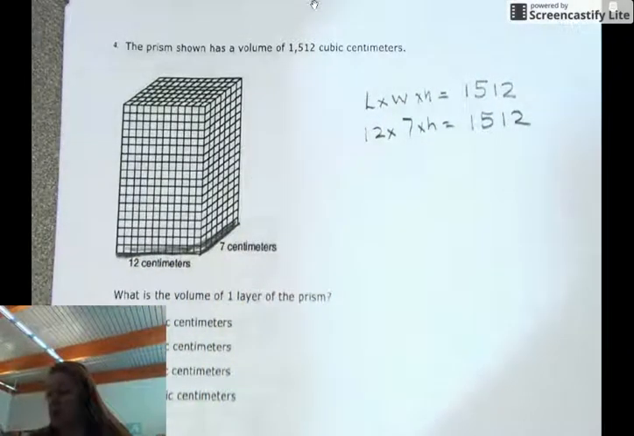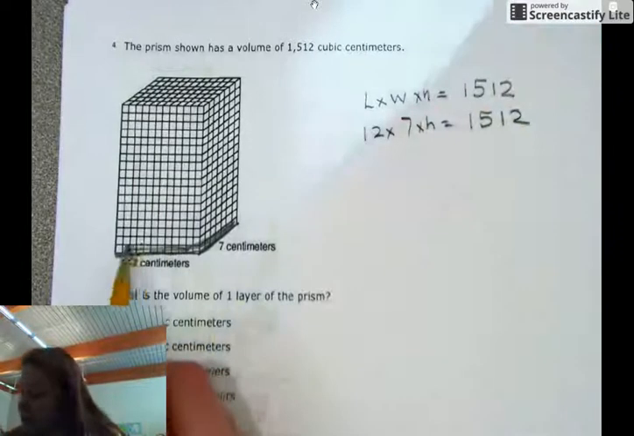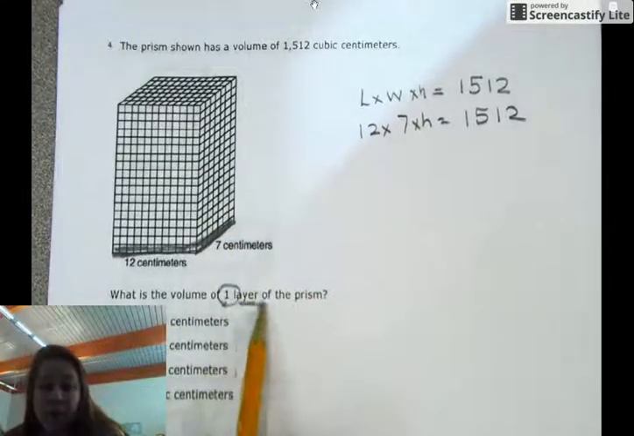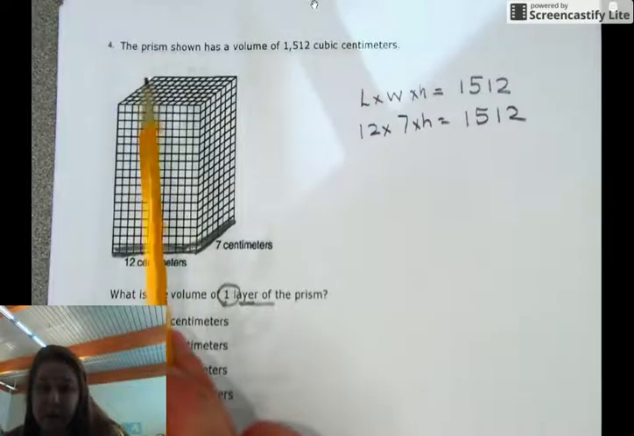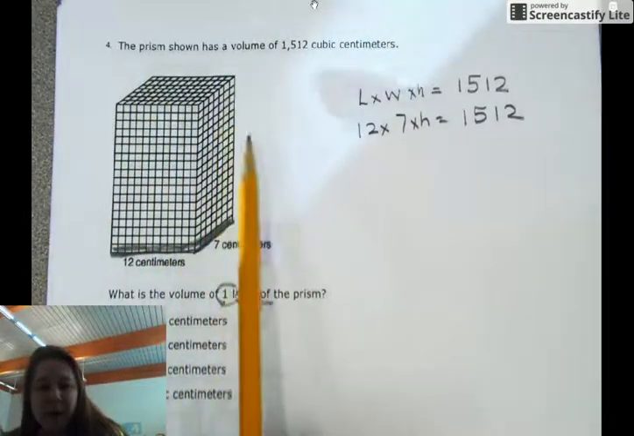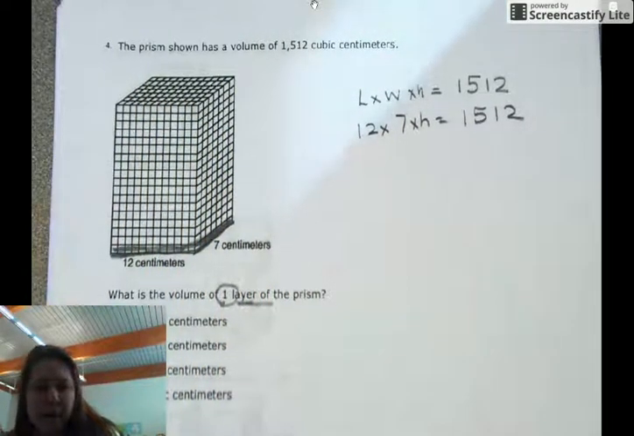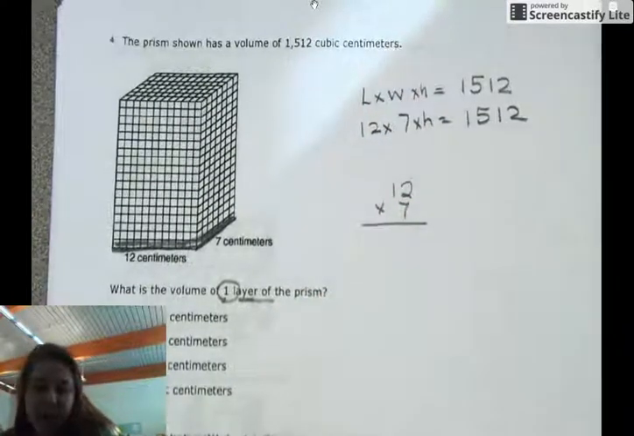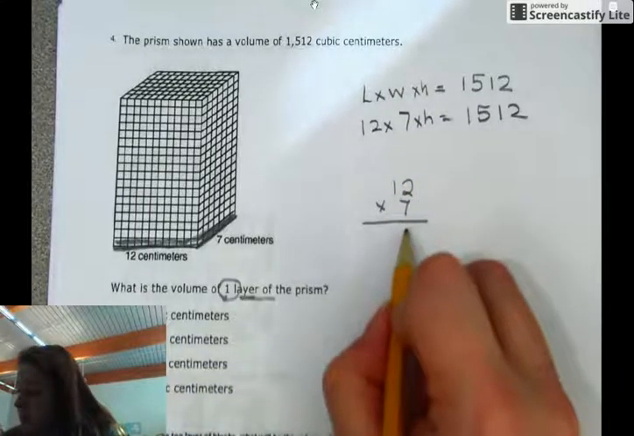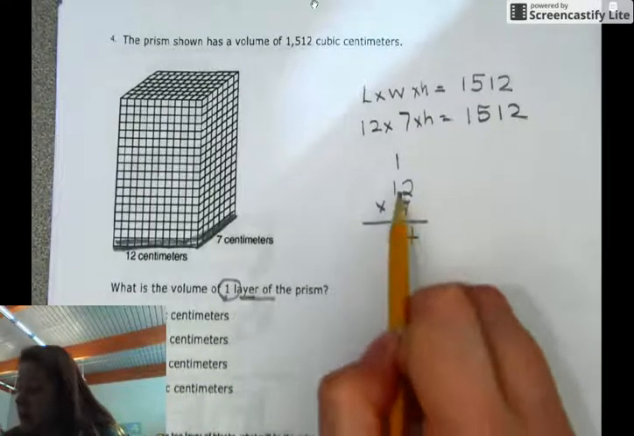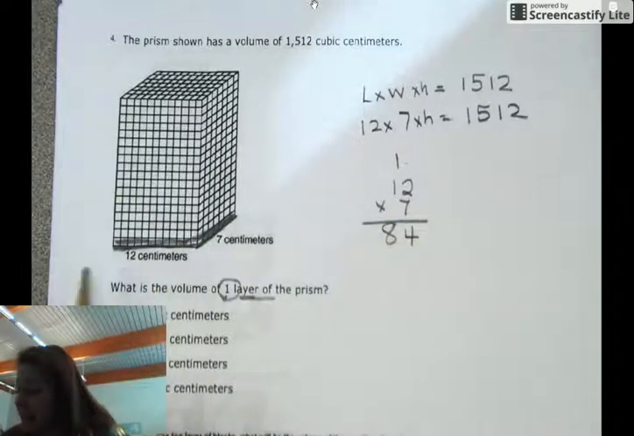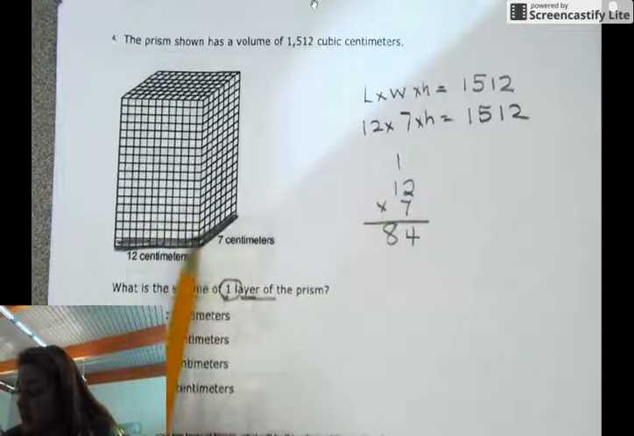So I take 12 times 7, right? Because it just wants the first layer. Even though it says volume, I'm only asking for the first layer. I'm not asking for all the heights of it. So they kind of gave you extra information here, in my point of view. So let's see what 12 times 7 is. Let's see if that's even an option. 7 times 2 is 14. Carry your 1. 7 times 1 is 7 plus 1 equals 8. So the first layer is 84.